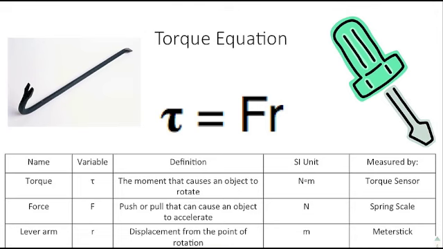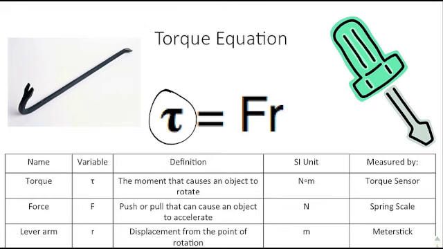We can formalize this with what we know as the torque equation. Torque, this is a Greek letter tau. It looks like a small capital T, but it's a Greek letter tau. Torque's definition is the moment that causes an object to rotate. Its unit is the newton meter, and it can be measured with a torque sensor, but we won't use anything like that. We'll calculate torque for the most part.